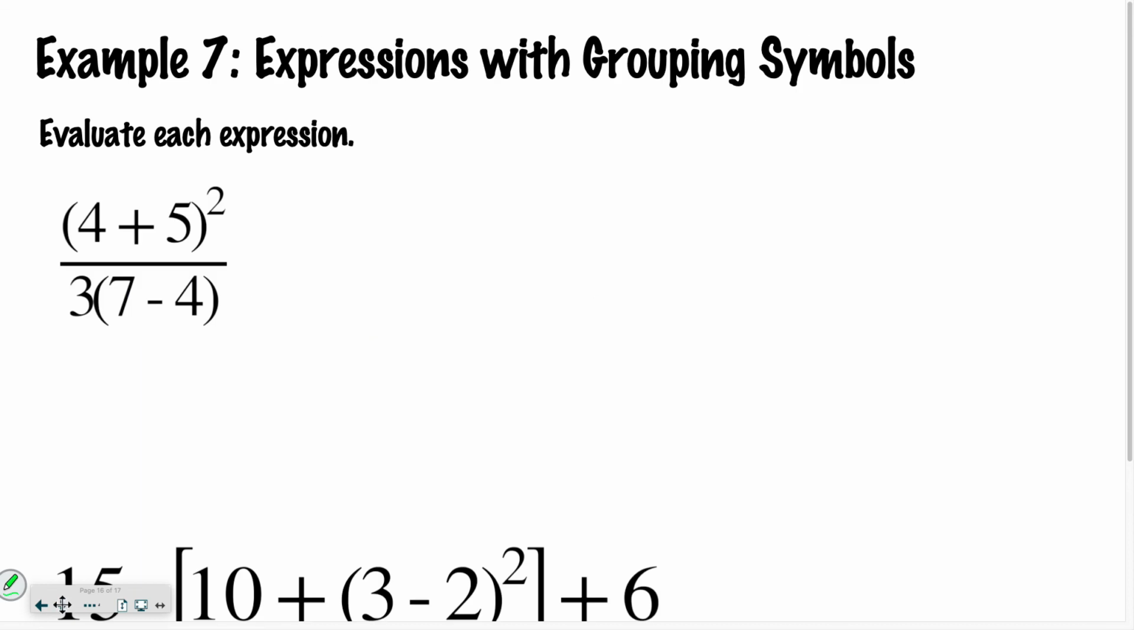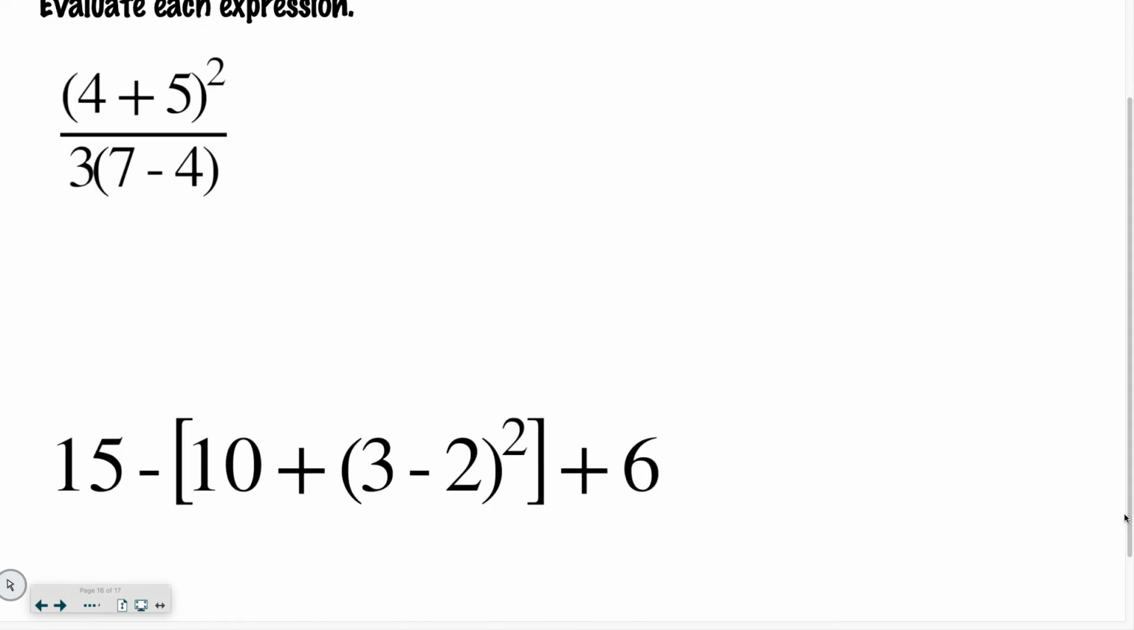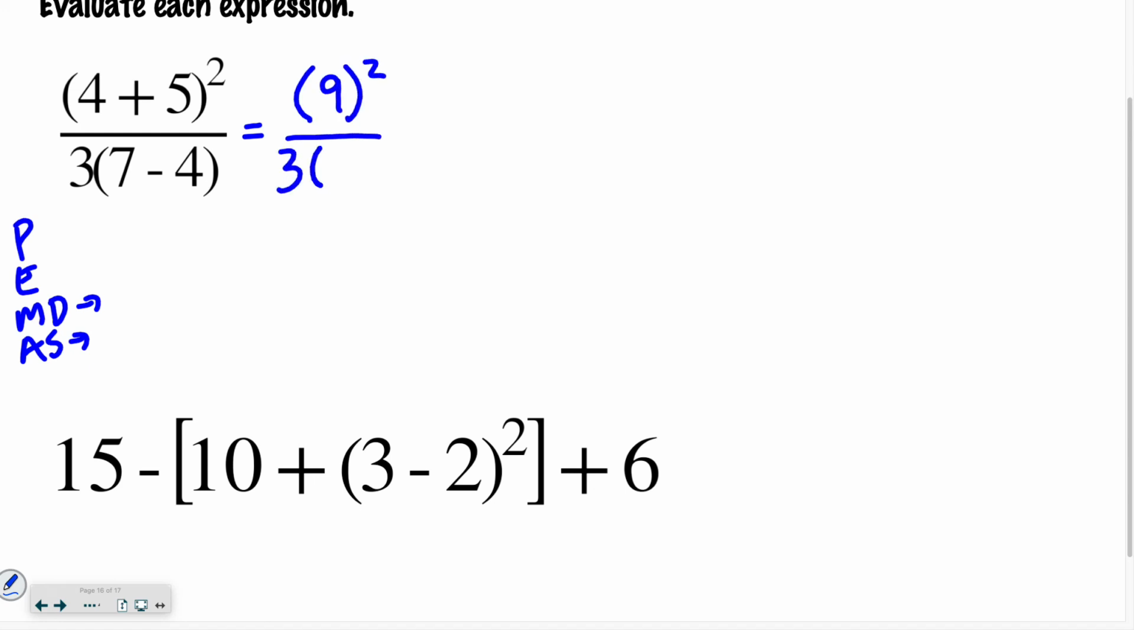Then we're going to move on to the last example for today, where we're just practicing evaluating with grouping symbols, okay? So evaluate the expression. The first thing I'm going to do is parentheses. So if I do parentheses, 4 plus 5 is 9, squared all over 3, and then 7 minus 4 is 3. And then I have 9 to the 2nd power, which is 81, over 3 times 3 is 9. 81 divided by 9 is 9. Okay?